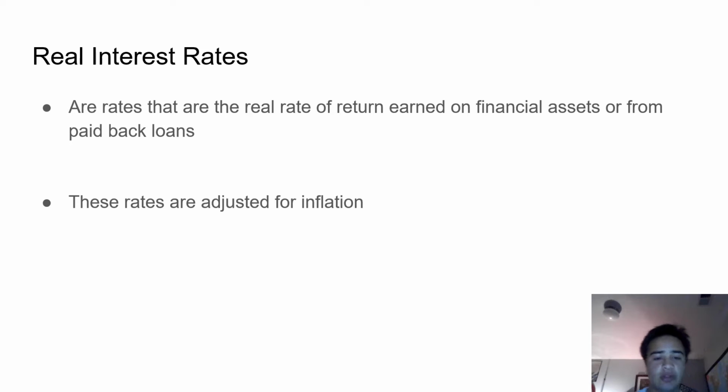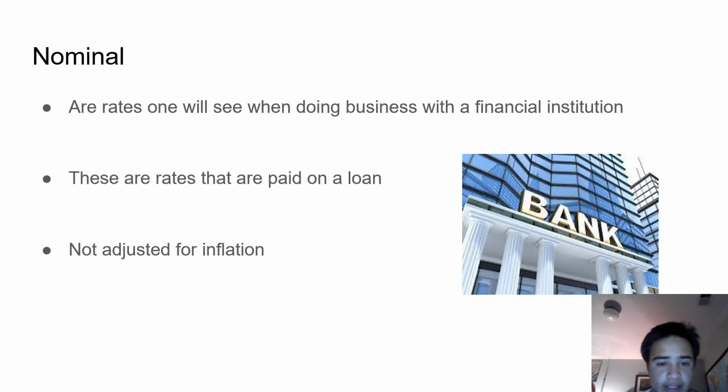Real interest rates are the real rate of return on financial assets or from paid back loans. These rates are adjusted for inflation, so this can be on things like bonds or stocks or savings accounts, etc. Them being adjusted for inflation is one of the things that differentiate the real interest rates from nominal, which we'll see in the next slide.